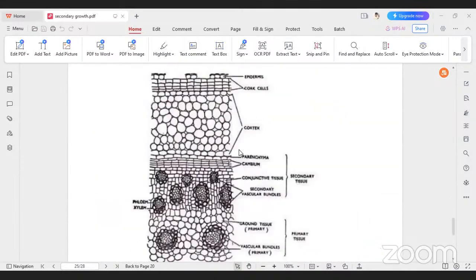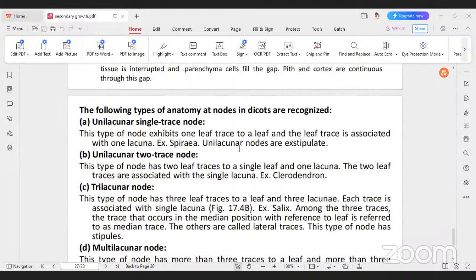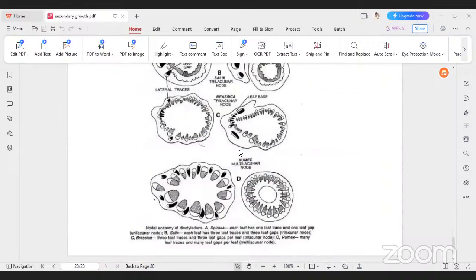Monocot stem, Aristolochia. Actually, Aristolochia is not given. Okay, so anyway, I will explain this normal cambium with abnormal activity.